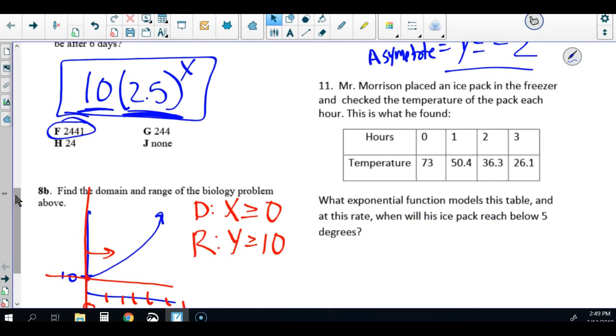Number 11, this is what we did on Monday. I know there were a few of y'all not here Monday, so this is very important because this will definitely be on your test. We have to take the data in this table and figure out what the equation is, and then use that equation to figure out when this ice pack will reach 5 degrees or less. So start with putting this in Desmos.